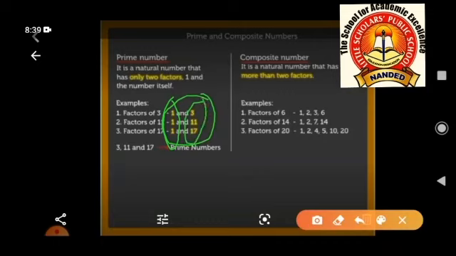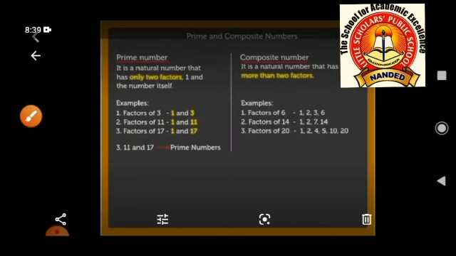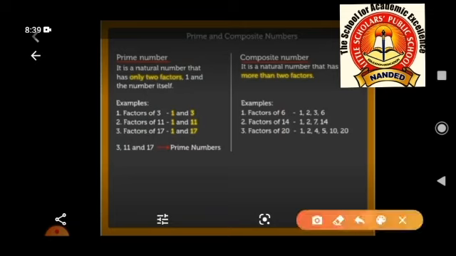Getting it, students? Now the composite numbers. What is a composite number? It is exactly the opposite of prime numbers. As we know, prime numbers have only two factors. In the same way, composite numbers have more than two factors.